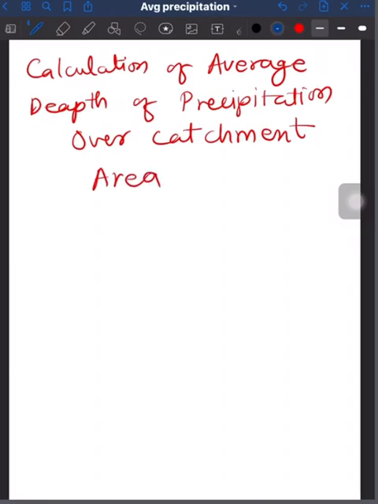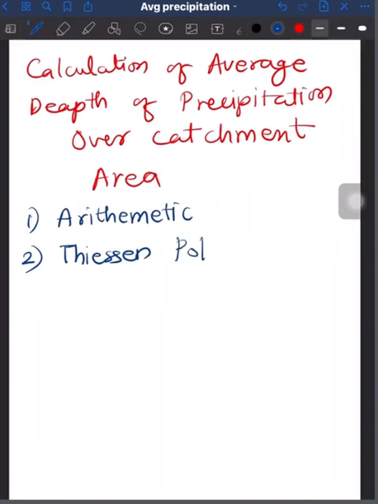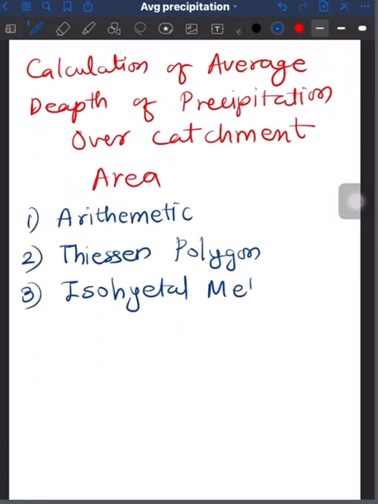For this, basically we have three methods. First one is arithmetic method. Second one is catchment polygon method. The third method is isohyetal method. So we are going to look at each and every method in depth.